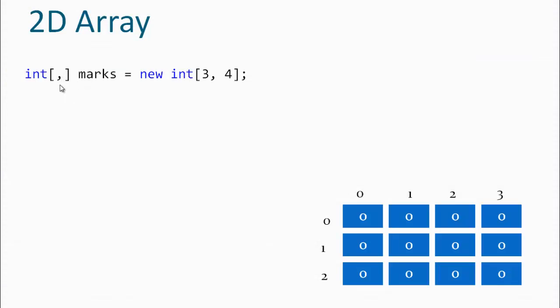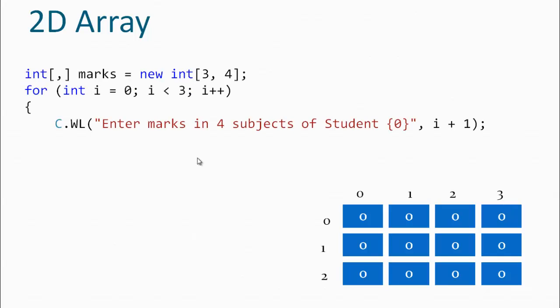You can create a two-dimensional array using this declaration. It will create a reference on the stack and it will create the actual object on the heap like this. You are saying that there are 3 rows and 4 columns. So 3 rows, 0 to 2, and 4 columns, 0 to 3. Now to read values from the user, you need to use nested loops. This is the outer loop which is first initialized to 0. So the message will be enter marks in 4 subjects of student, 0 plus 1 is 1.